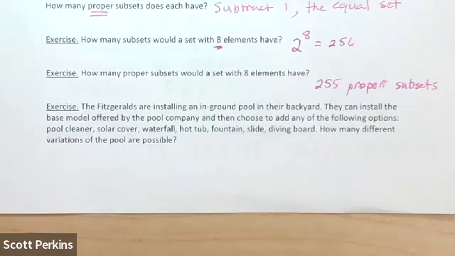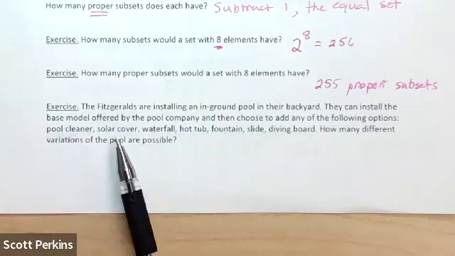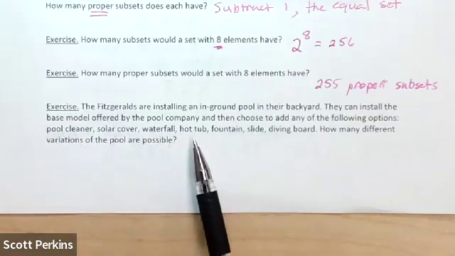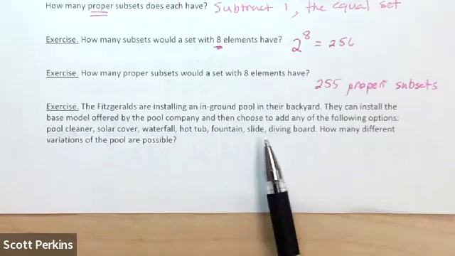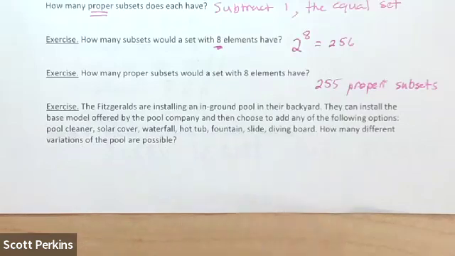But then the pool company also has options. They can get a pool cleaner, a solar cover, a waterfall, a hot tub, a fountain, a slide, or a diving board. Those are options. They don't have to get any of them. They don't have to get all of them. That's how this is a subset problem. They can pick all of them, none of them, two of them. They can pick some subcategory of those options. Does that make sense?